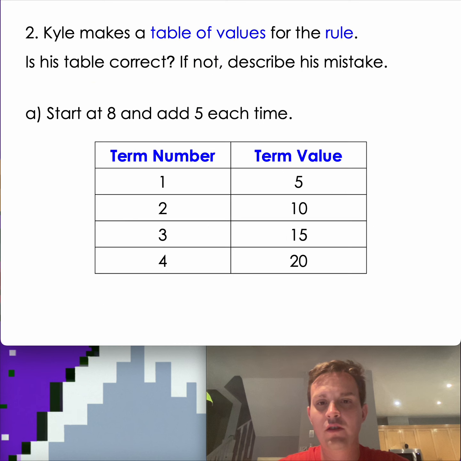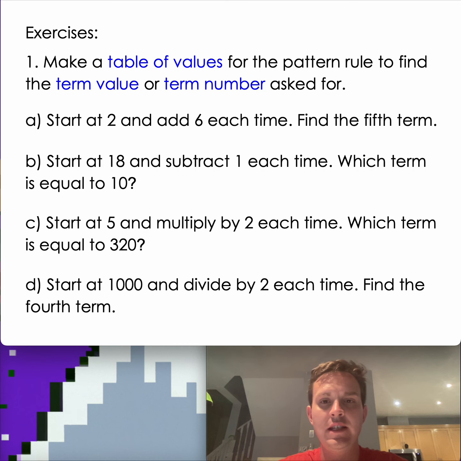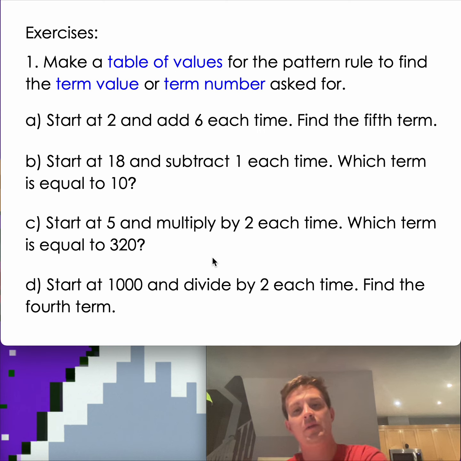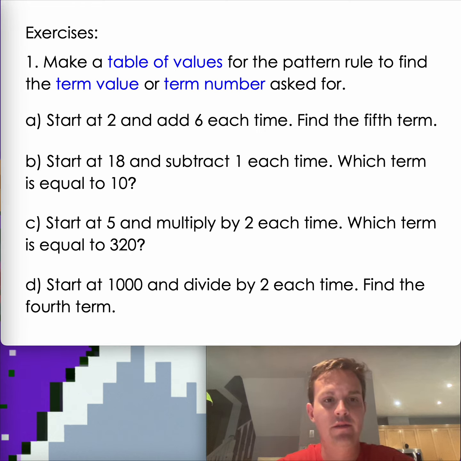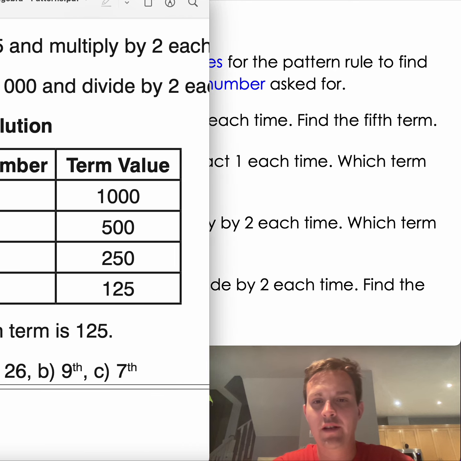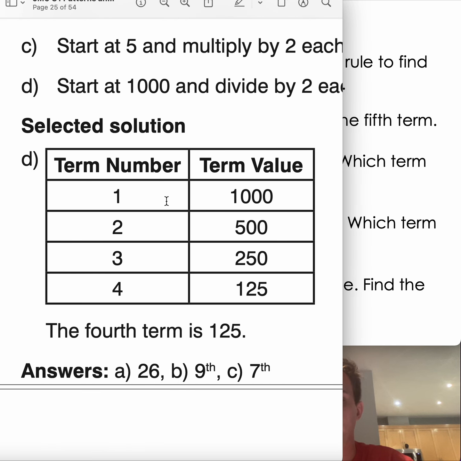All right, so A, the fifth term is 26. B, the ninth term is equal to 10. C, the seventh term is equal to 320. And D, if you start at 1,000 and divide by 2 each time, the fourth term should be 125. Okay, and here's a model of what D should look like. You have your term number, term value, 1, 2, 3, 4, and then starting with 1,000 and then splitting in half each time.